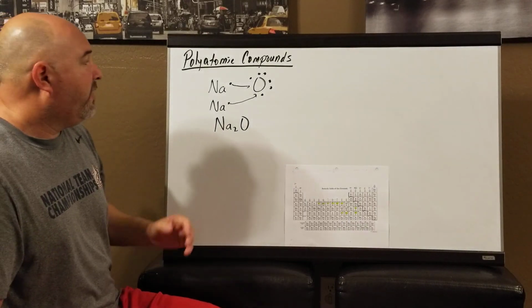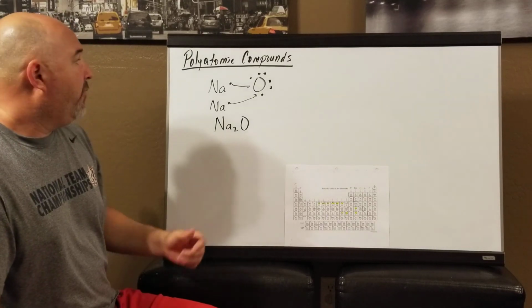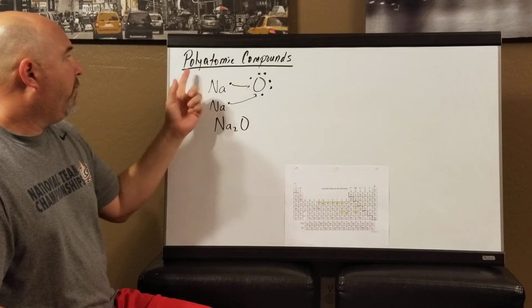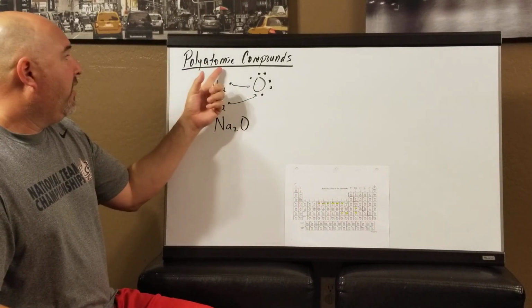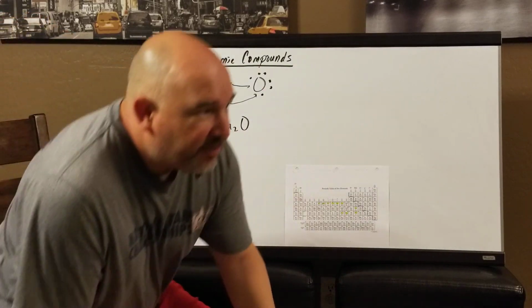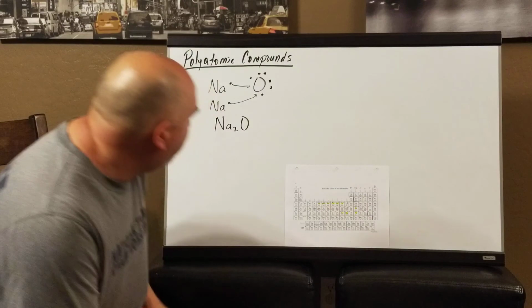With a polyatomic compound, a similar thing takes place, except we don't have oxygen. Instead, we have a polyatomic. Poly means many, and atomic is talking about atoms. So we have more than one atom. I'm going to erase this now, and I'm going to change this up just a little bit.